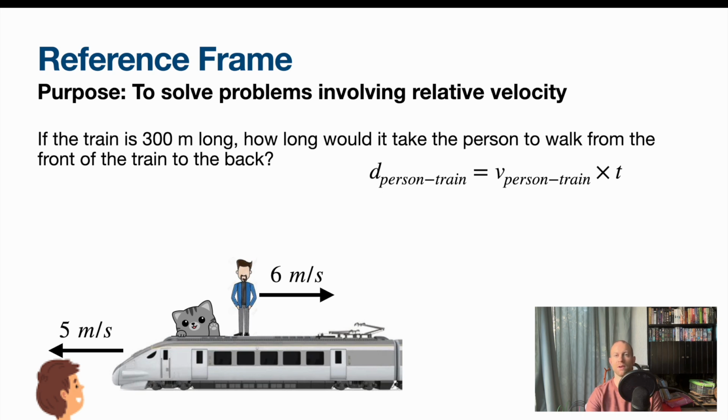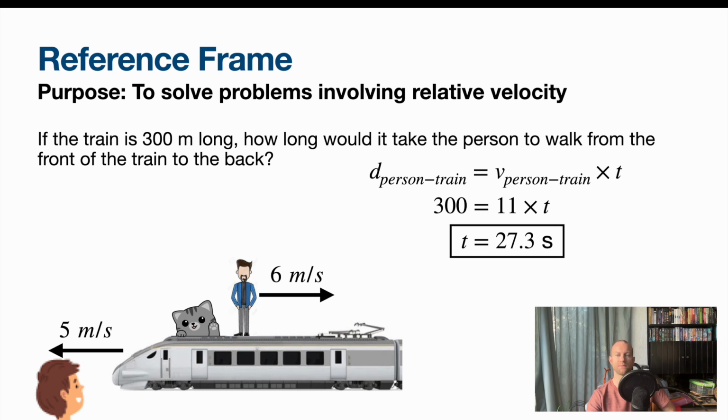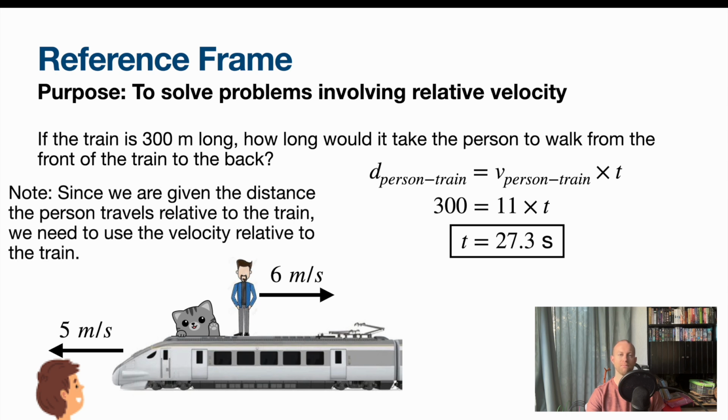You've seen that equation. Now we want all of our distances and velocities relative to the train. So we've actually solved for the velocity relative to the train there. There's your time. So it takes 27.3 seconds to go from the front to the back of the train. Again, note here that since we are given the distance the person travels relative to the train, not to the ground, we use the velocity relative to the train. So you just need to make sure you are relative to the exact same thing.